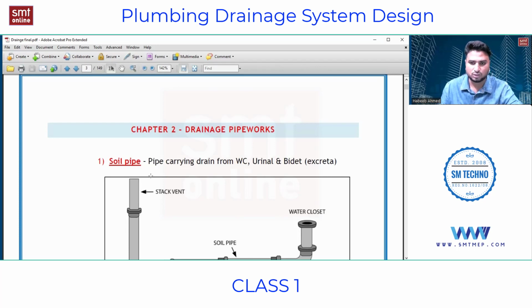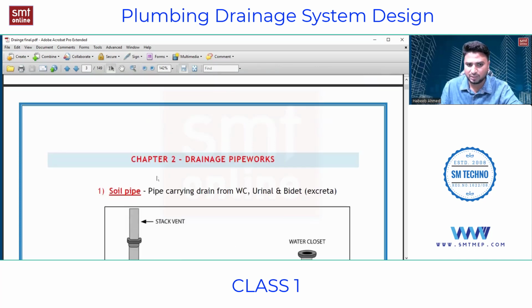If I say there is a list of pipes: one is the soil pipe, one is the vent pipe, one is the waste pipe, one is the rainwater pipe, and one is the anti-siphonage pipe. These terms are given because of the work they do. So what do you mean by soil pipe? A soil pipe is a pipe or tube which carries the drain from the WC, urinals and bidet. In simple words, a pipe which collects and transports excreta is called a soil pipe.